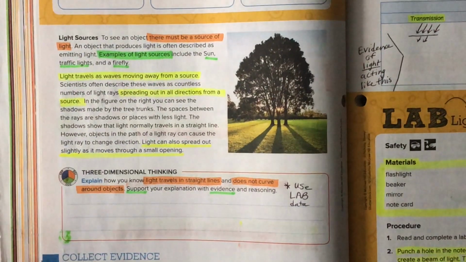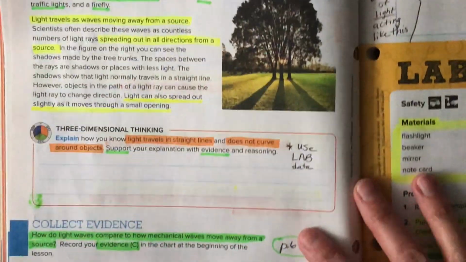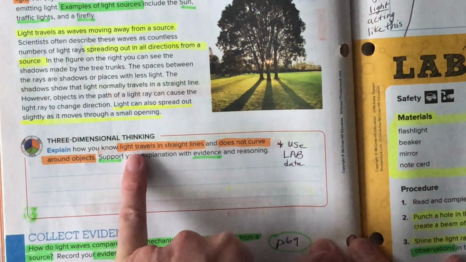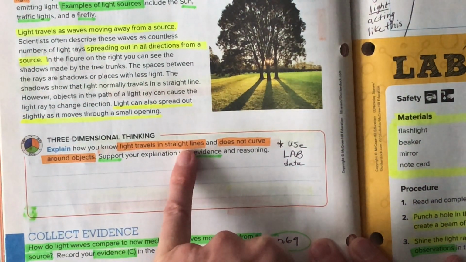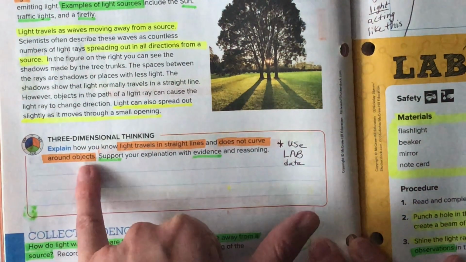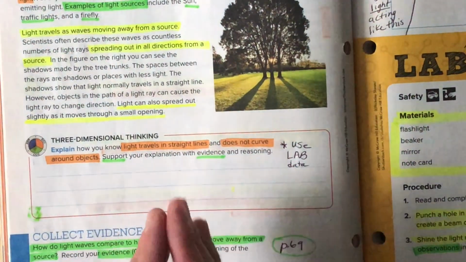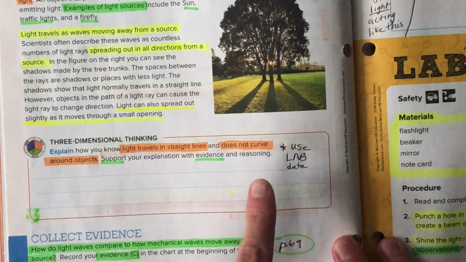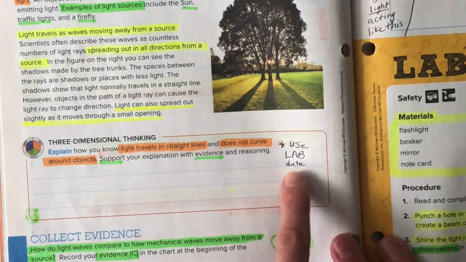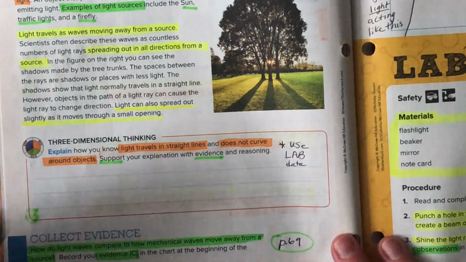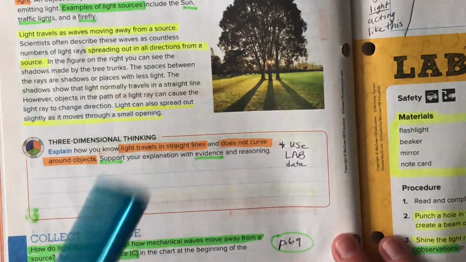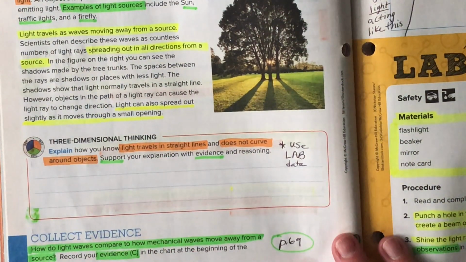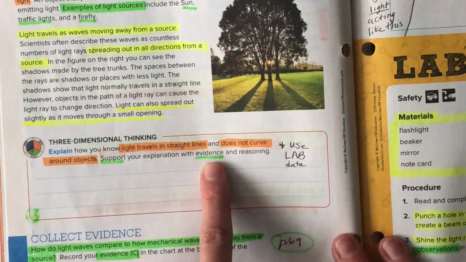Okay, a couple more things for this video. We've got a 3D model here. So, explain how you know that light travels in a straight line. How do you know light travels in a straight line and does not curve around objects like we saw with our sound waves? Once they went through an opening, it kind of curved around that opening when we were looking at sound waves. So use this lab that we just did with the flashlight and the comb. How do you know that light travels in a straight line? Give me some evidence from what we just saw.